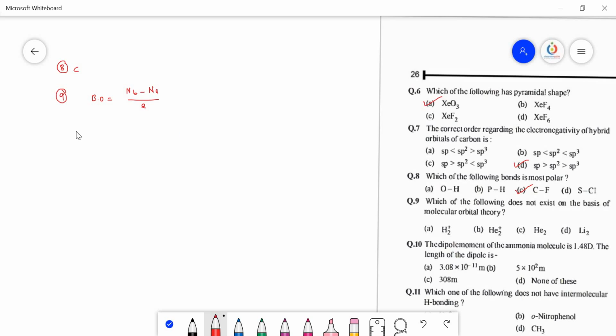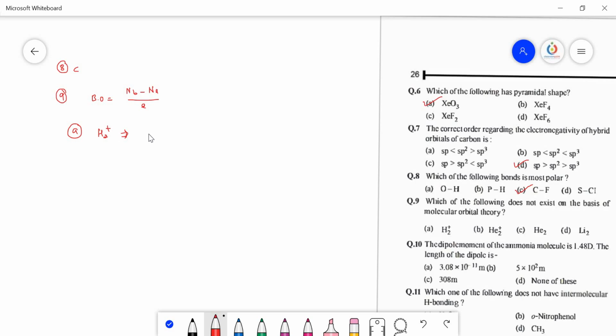Initially, I will take option A, that is H2 plus. We know that each hydrogen has a single electron. Two hydrogens means two electrons are there. From those two electrons, we have to remove one electron because of the plus charge. So this H2 plus has only a single electron.